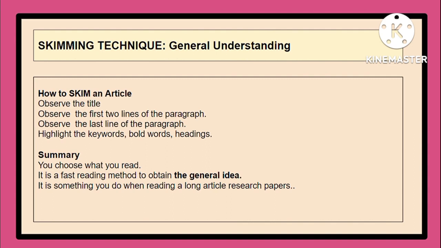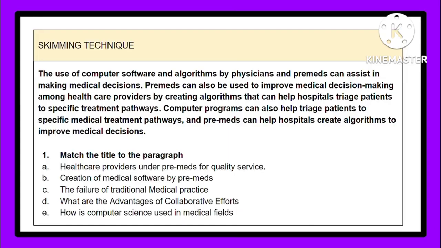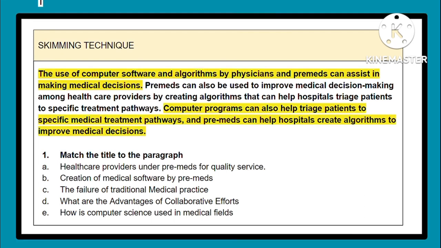It is a fast reading method to obtain the general idea or the general understanding of the passage, and it is something you do when you are reading a long article like research papers, or something you do on the internet on a day-to-day basis. Let's have a look at this paragraph, and let's highlight the first line and the last two lines. We are doing this because we understand that the writers generally put the main idea either in the beginning or at the very end of the paragraph.